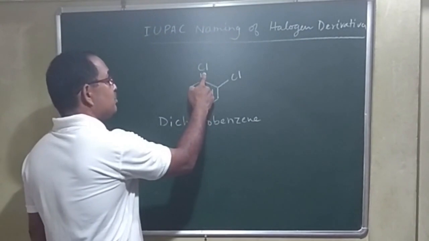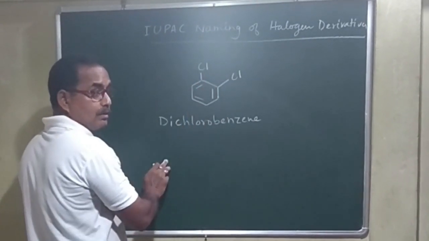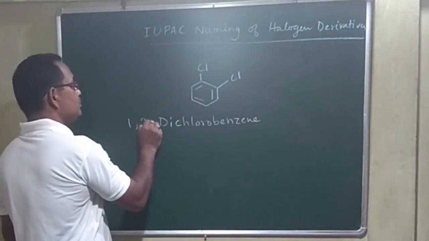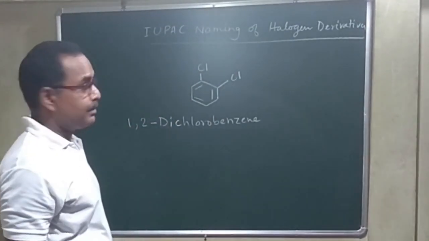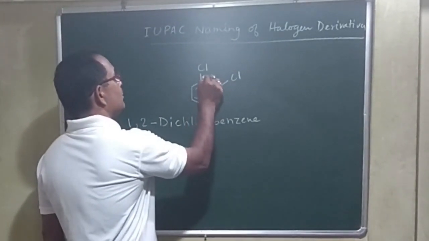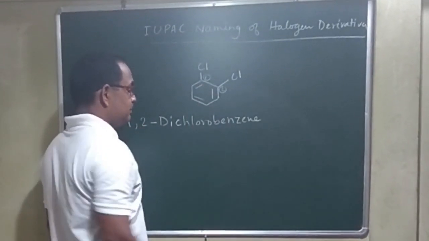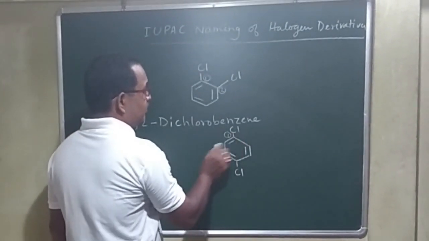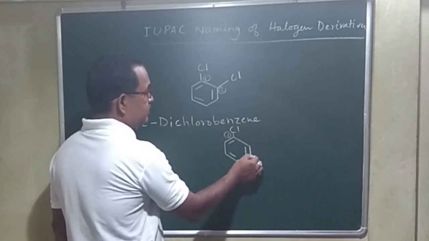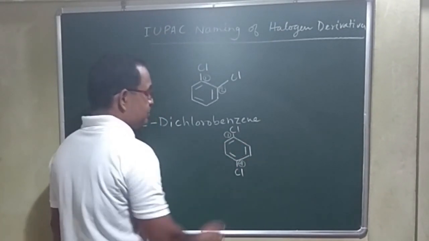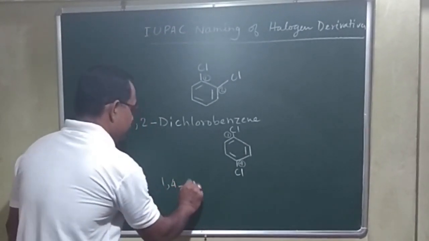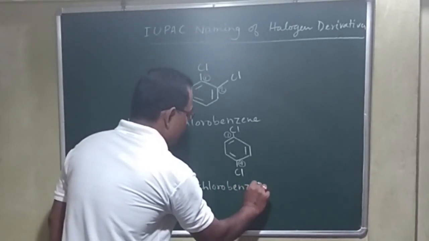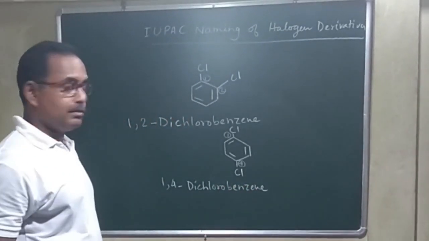But you have to mention the position of the 2 halogens, 2 bromines, 2 chlorines. This will be 1,2-dichlorobenzene, because this is carbon number 1 and this one is carbon number 2. See this one. Here, the chlorine atoms are at positions 1 and 4. So this will be 1,4-dichlorobenzene.